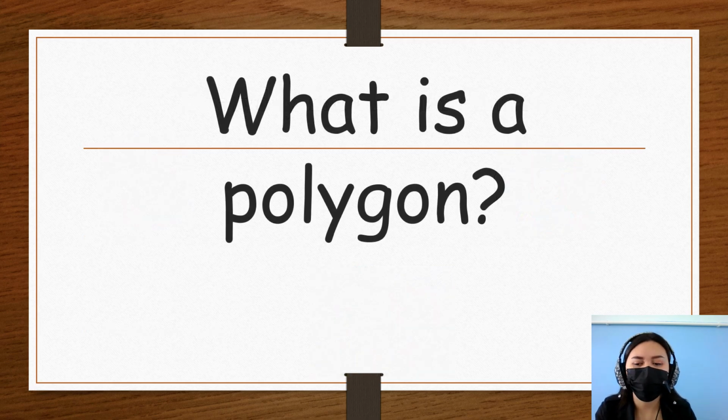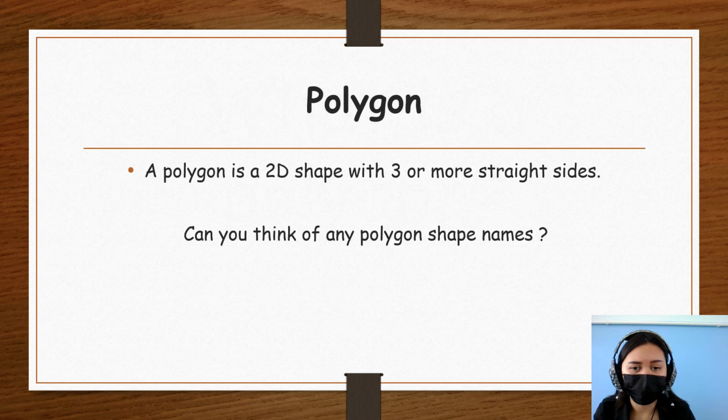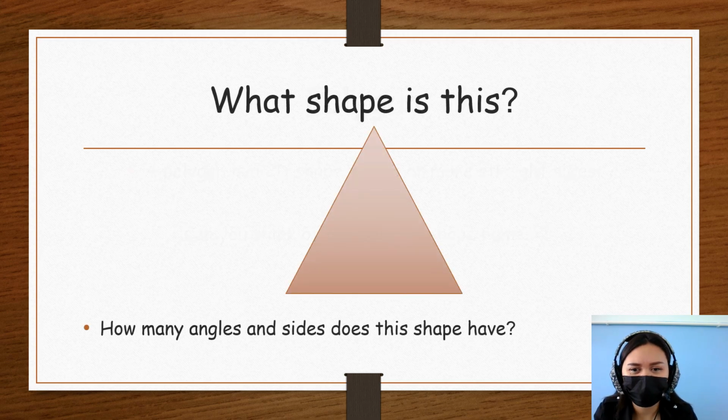What is a polygon? Okay, let's have a review about polygon. We learned already about polygon, but let's see if you can still remember. A polygon is a 2D shape with 3 or more straight sides. Okay, remember that polygon is 2D. Can you think of any polygon shape names? Okay, what are the examples of polygons? Example, this one. What shape is this?